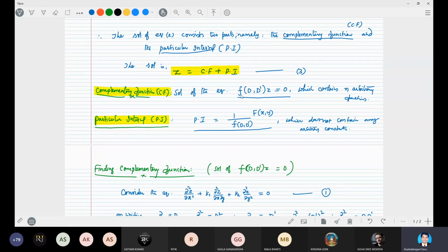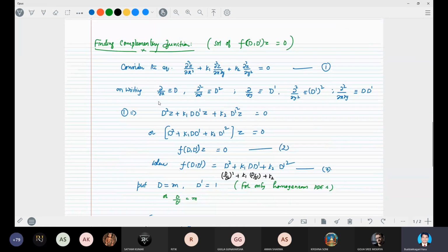The complementary function is the solution of f(D, D dash) z equal to 0, and the particular integral is 1 by f(D, D dash) operating on the RHS function f of x comma y. We also saw how to find the complementary functions for the given differential equation, but we haven't completed finding the complementary function.